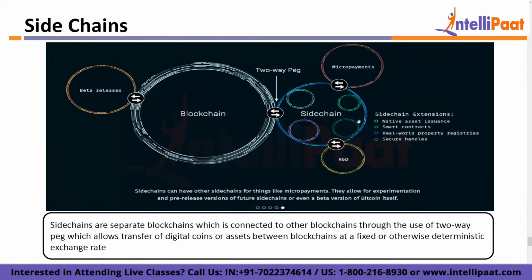Sidechain extensions can be done in the following manners. They can be used as native asset issuance. They can be used as smart contracts.